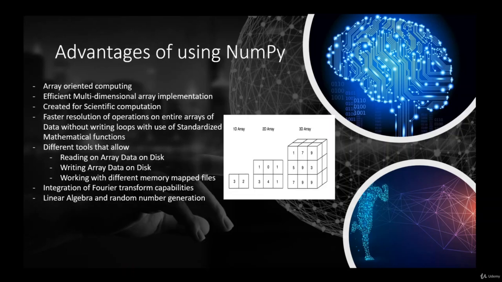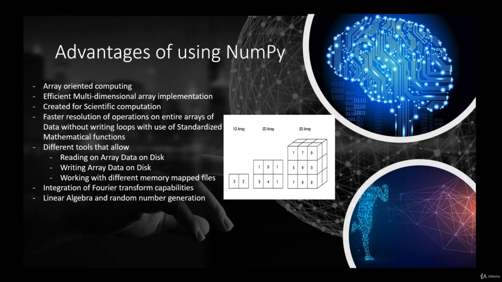So once again, there are plenty of advantages of using Numpy. So as I said, the first of all would be the array-oriented computing. So those are the arrays that we are talking about right now. So this would be one-dimensional array, two-dimensional arrays, and those are three-dimensional arrays. So here it's presented very simply. Usually the arrays are way bigger, so the amount of calculations that you will be able to do by using Numpy is pretty huge versus working with the Python list, for example.